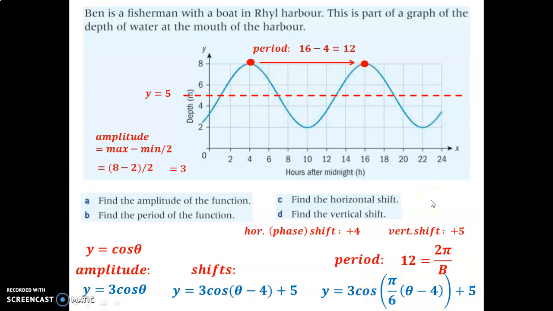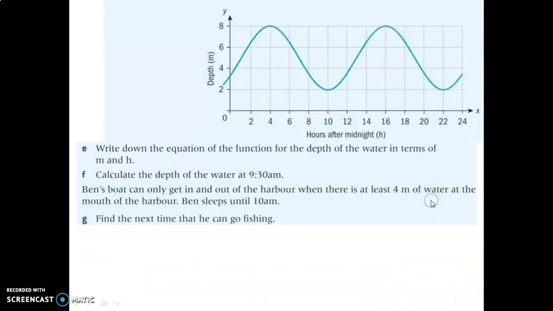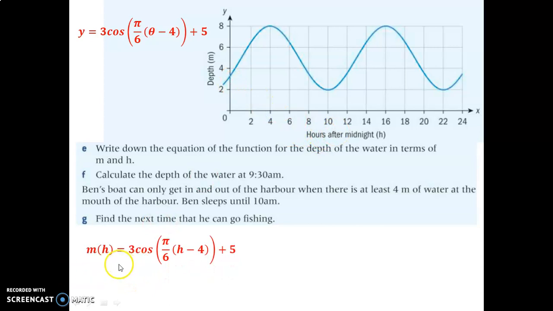Great, let's move on. Let's apply this to some problems here. Now that we have a function, so there's the function we came up with, and now it says rewrite the function in terms of m and h, being the 2 variables here. So here it is, rewritten like that. We have m, the dependent variable, the depth of water in meters, and h, the input, the hours after midnight. So I've just rewritten the function using m and h.